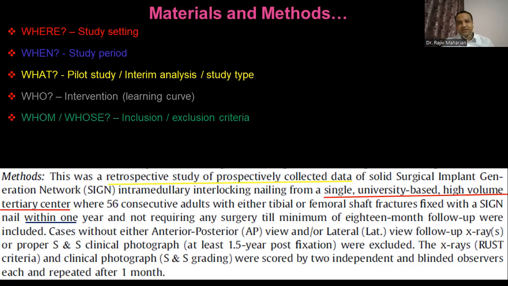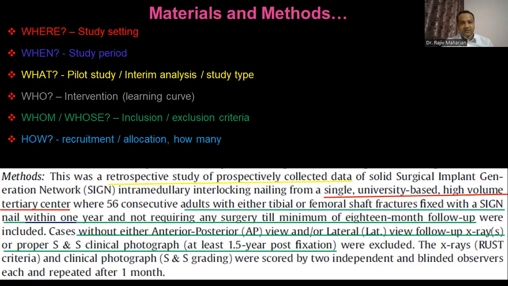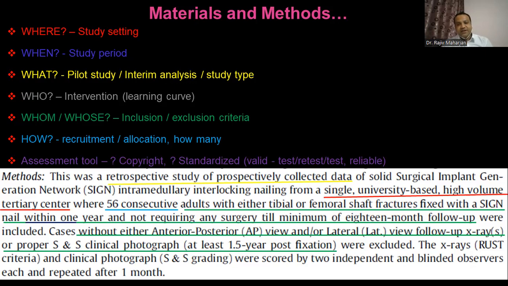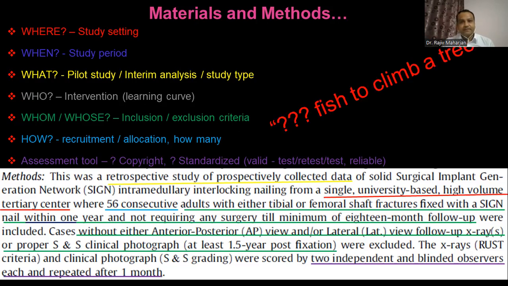So this is basically the inclusion and exclusion criteria, as given in this article's abstract. Next is how many patients were recruited, how allocation was done, and how many study samples were there. You have to mention this in the methods section. And the other important aspect is what assessment tool was used, whether it is freely available or a copyrighted one, and whether it is standardized or not. It means with respect to validity and reliability. So he said this was done by independent blind observers, and they did repeat observation at 1 month.